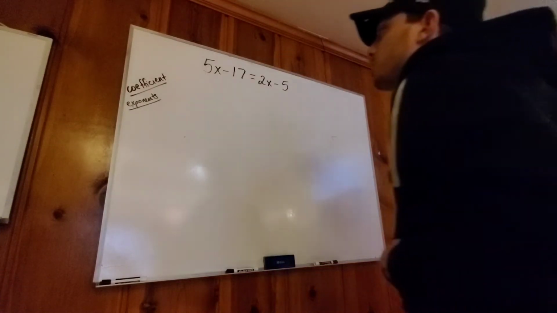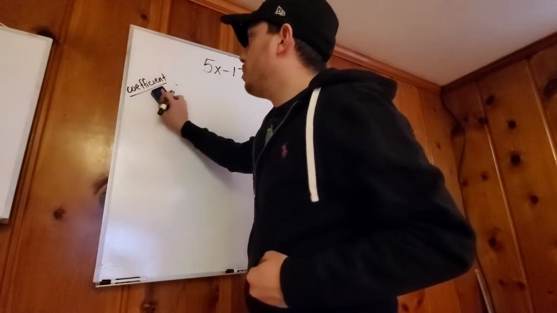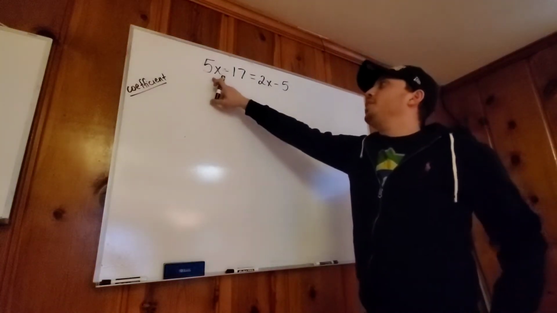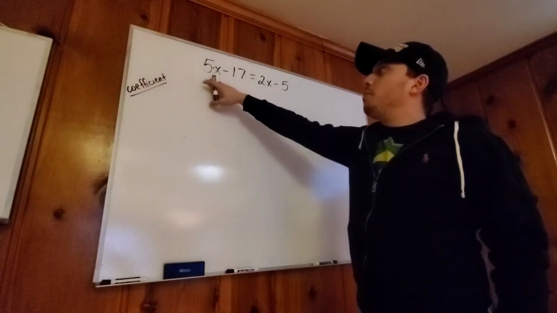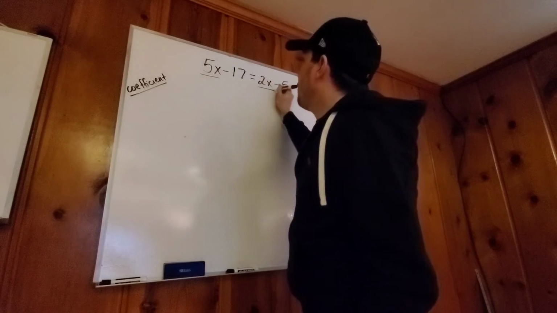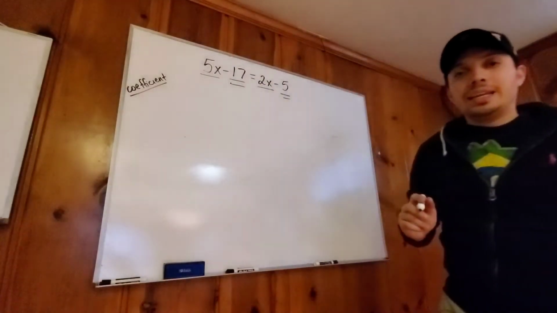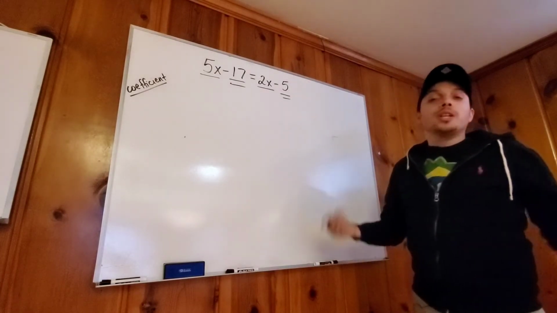All right, in example 2, really easy. Oh, I told you I was going to erase exponents, so I'm going to do it right now because I forgot. All right, so we have 5x minus 17 equals 2x minus 5. In here, the 5x and the 2x are like terms, right? And the negative 17 and the negative 5 are constants, and so they're like terms too.